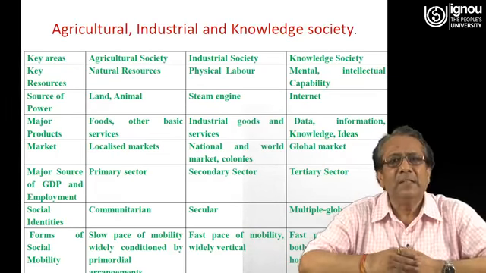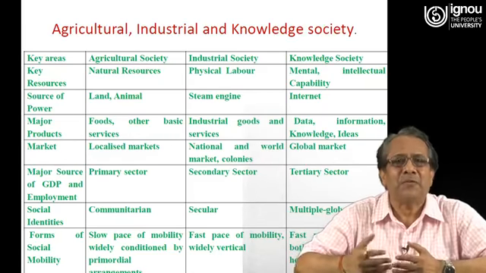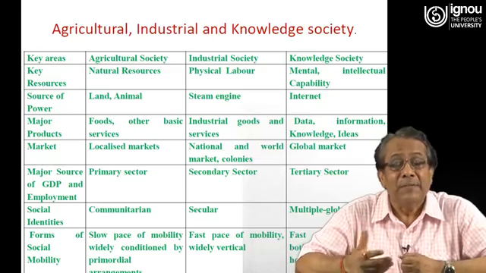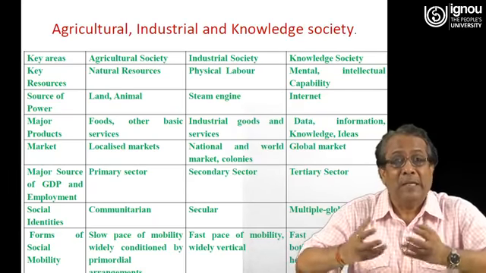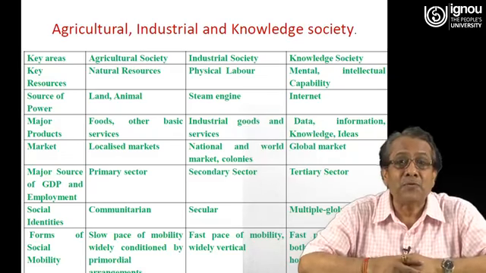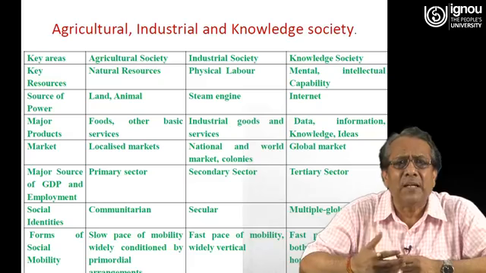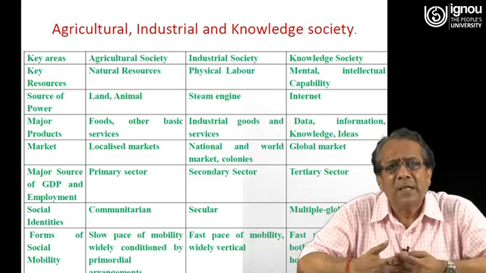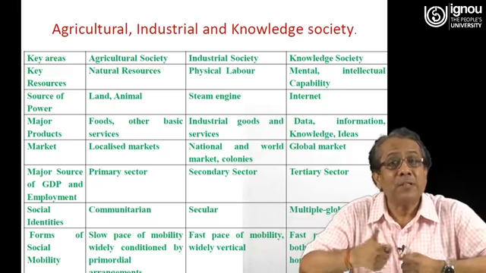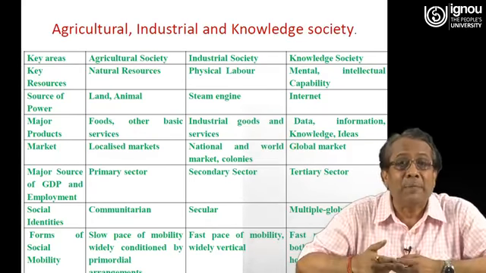These are the key resources of the agricultural society. If we look into the industrial society, we talk in terms of physical resources. What are those physical resources? It is physical labor. It is coal, another physical resource. Then we find land is another resource. So all those physical labor and physical resources are components of the industrial society. Then we look at the knowledge society. It is the mental capability. It is the intellectual capability.